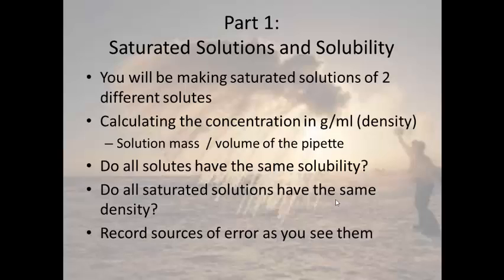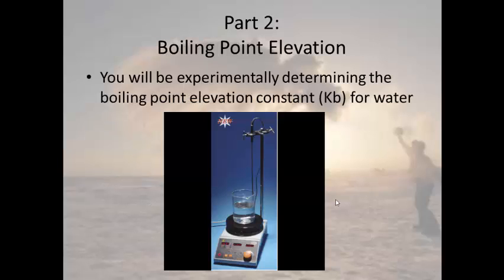As you go through the lab, make sure you record some sources of error as you see them so that you can put them in your report. In part 2, you'll be experimentally determining the boiling point elevation constant for water. And this is the amount of boiling point change for that solvent. So the KB is different for every solvent. And remember, boiling point's going up when we dissolve solute in it.